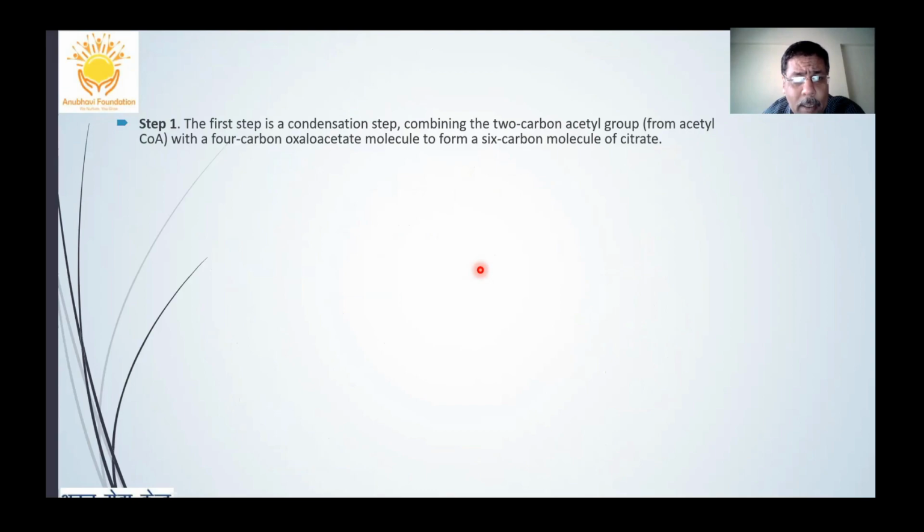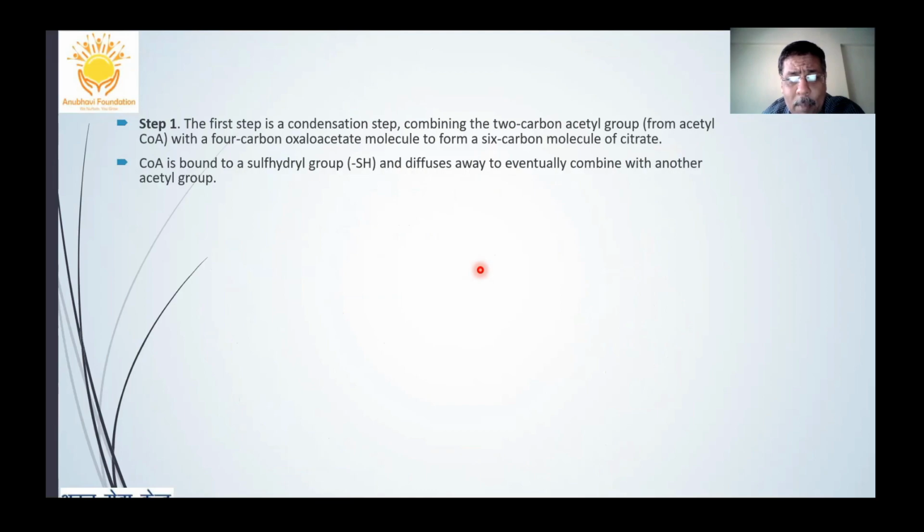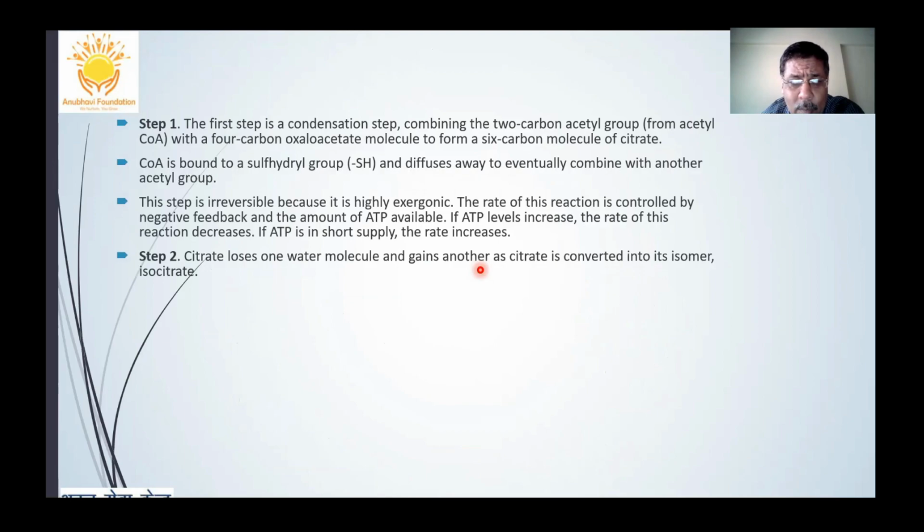Now, of course, you don't have the details of the various steps which are occurring, but you should know how things happen. The first step is a condensation step combining the two carbon acetyl group with four carbon oxaloacetic acid to form a six carbon molecule of citrate, which undergoes various changes, which you can see here.